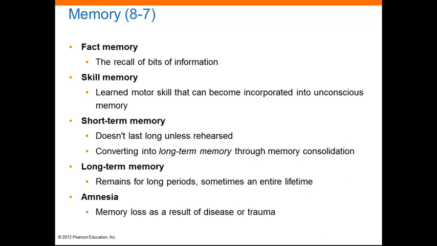So accessing stored information gathered through previous experiences is memory, and there are many different kinds of memory. There's fact memory, where you just simply recall bits of information. Skilled memory is a little bit different. This is learned motor skills that can be incorporated into unconscious memory. One of those classic examples is riding a bike. It's something that you don't have to think about. Your muscles just seem to remember how to do it.